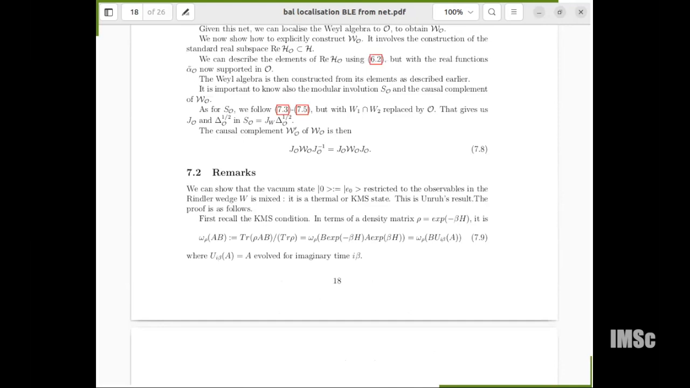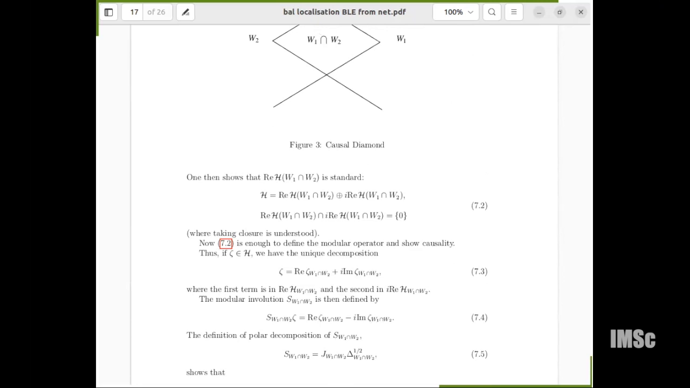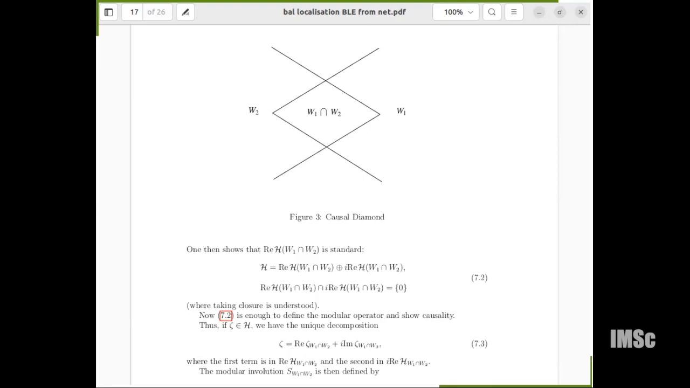Properties of Lorentzian geometries: take a Rindler wedge W1, starting here and going this way, and another Rindler wedge W2 going the other way, and you intersect the two, you get this diamond. This diamond is also a Cauchy complete region, and you can repeat the entire analysis using this interface. You can characterize the real vectors in the Hilbert space by taking real functions supported here, defining Fourier transforms in an appropriate way, and finding the functions in momentum space which define the real subspace corresponding to this.